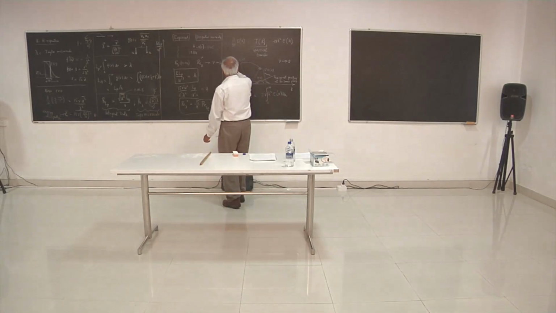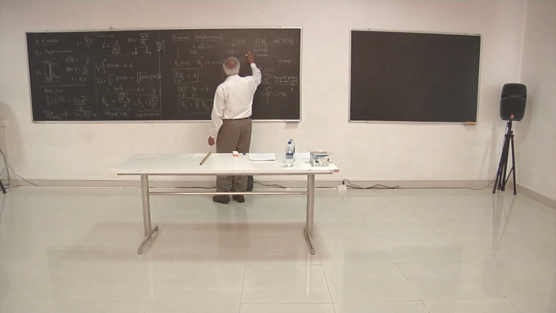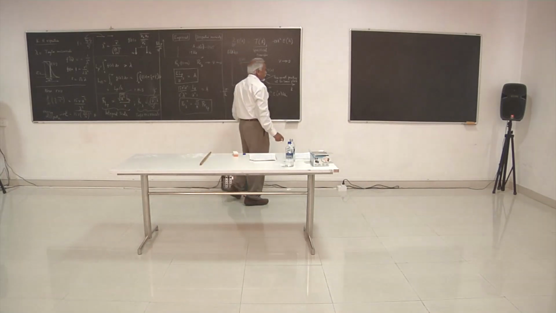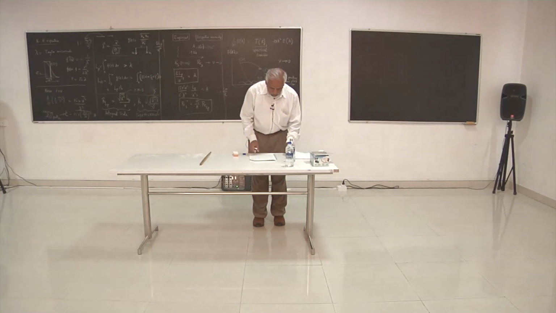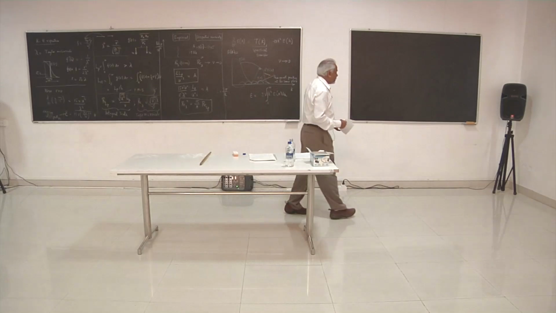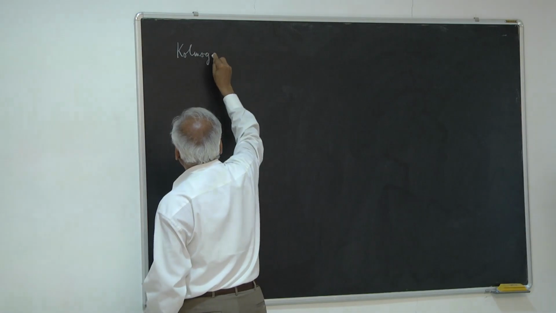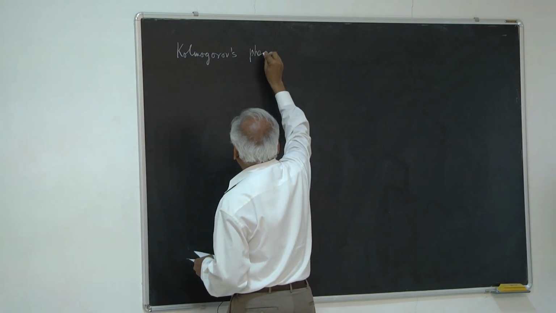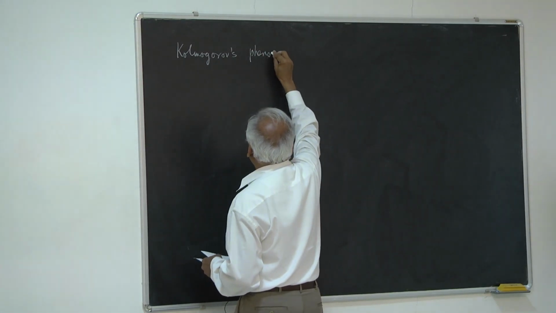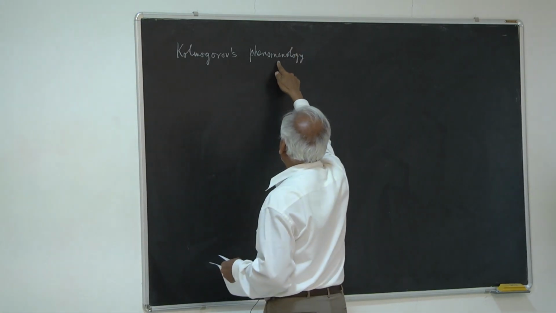It would be nice if I could say E of k is some well-known function of wave number. If I could do that, that would be great, and we can't. And what we know is, due to Kolmogorov's phenomenology, let's put it that way.